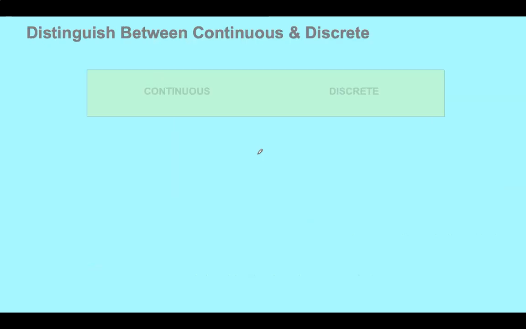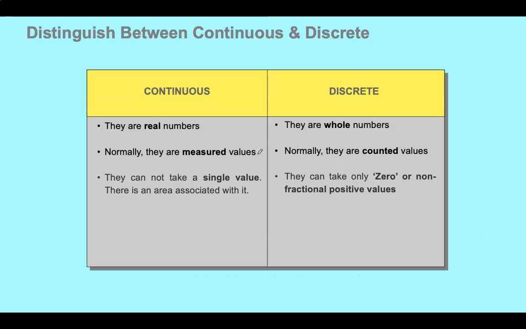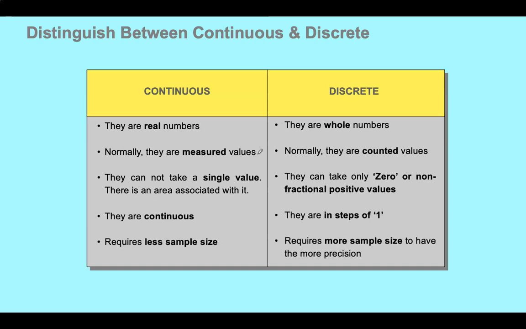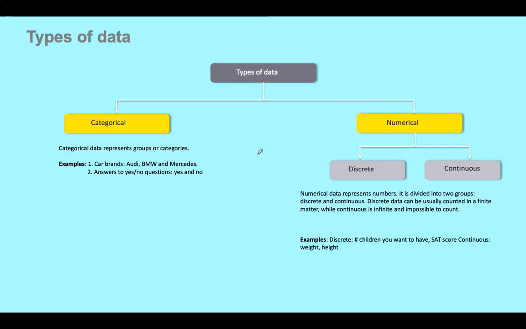Let's talk about another way to understand discrete and continuous. Continuous are real numbers, discrete are whole numbers. Continuous are normally measured values, discrete are normally counted values. Continuous can take any value, whereas discrete can take 0 or non-fractional positive values. Continuous are in a continuous form, discrete are in steps of 1, 2 and so on. Continuous requires a smaller sample size, while discrete requires larger sample sizes for more precision.